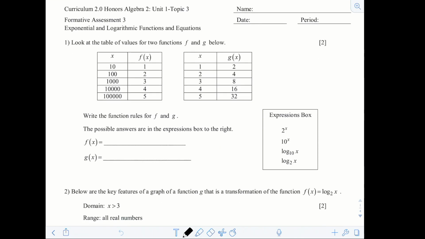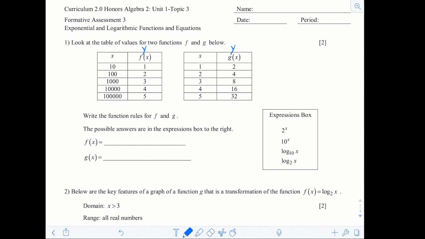Looking at number 1, look at the table of values for the two functions f and g below. Keep in mind that when I'm talking about x and f of x, f of x is really the y value. It says the possible answers are in the expressions box to the right.